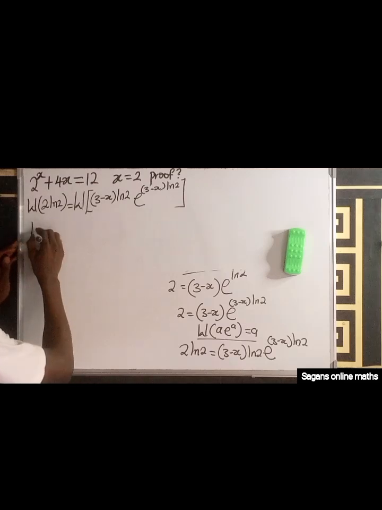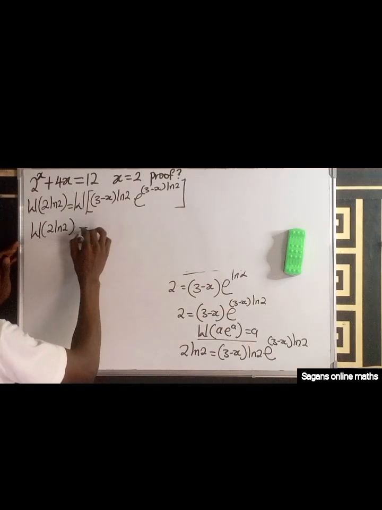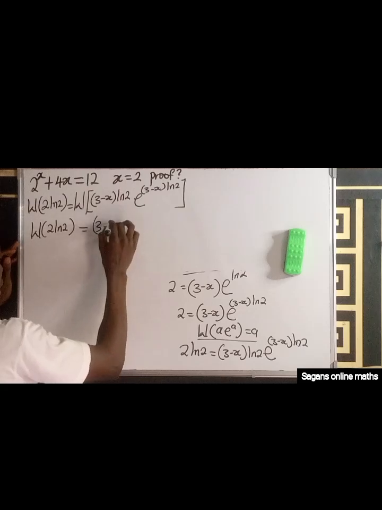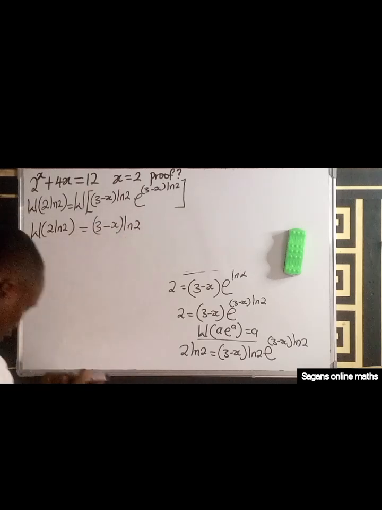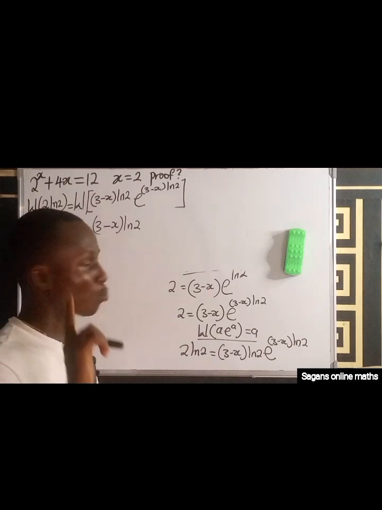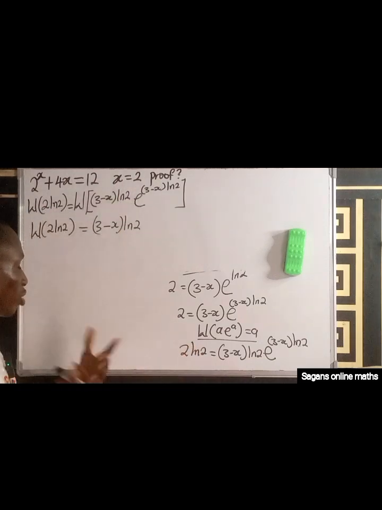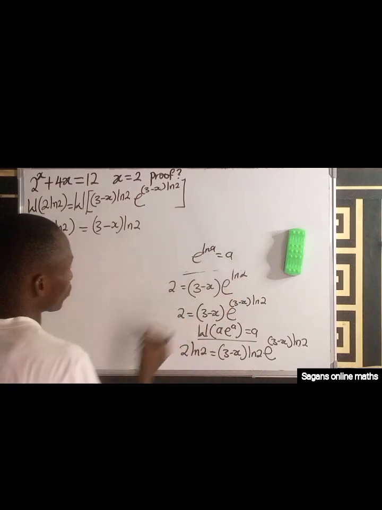So this is the derivative function of what? 2 ln 2 is (3 minus x) ln 2. This is amazing, right? Remember, we are asked to prove that x is equal to 2, and that's what we are doing. Now, don't forget that e raised to the power of ln a is what? a. Don't forget, it's very important.